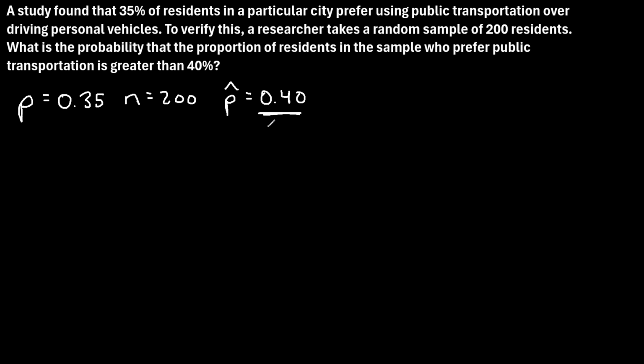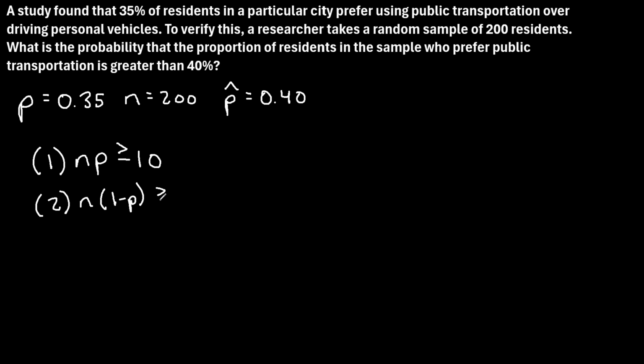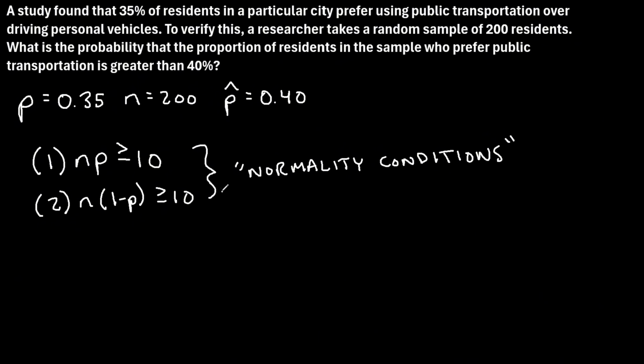But before we calculate that z-score, we need to first check two conditions that tell us if it's valid to calculate a z-score. The first condition is n times p greater than or equal to 10, and the second condition is n times 1 minus p also greater than or equal to 10. These two conditions are often referred to as the normality conditions. The idea is that we want to make sure both are met so that the sampling distribution of the sample proportion is roughly normally distributed. As long as these numbers are large enough, we can assume the sampling distribution for the sample proportion is normally distributed, so it's valid to calculate a z-score.